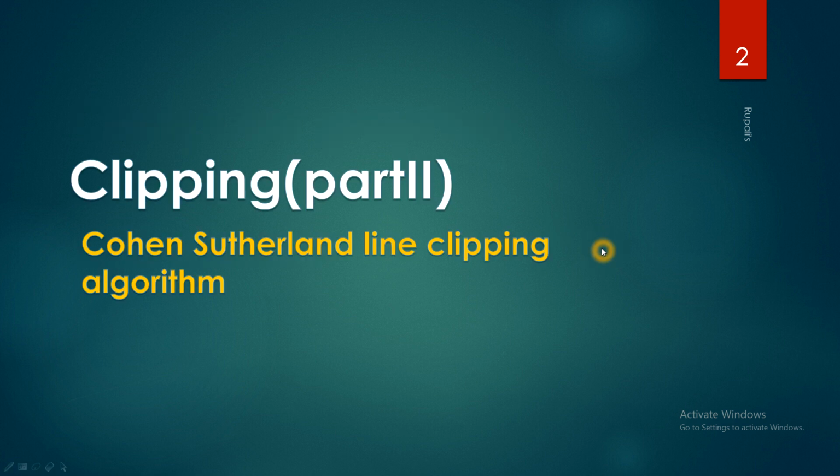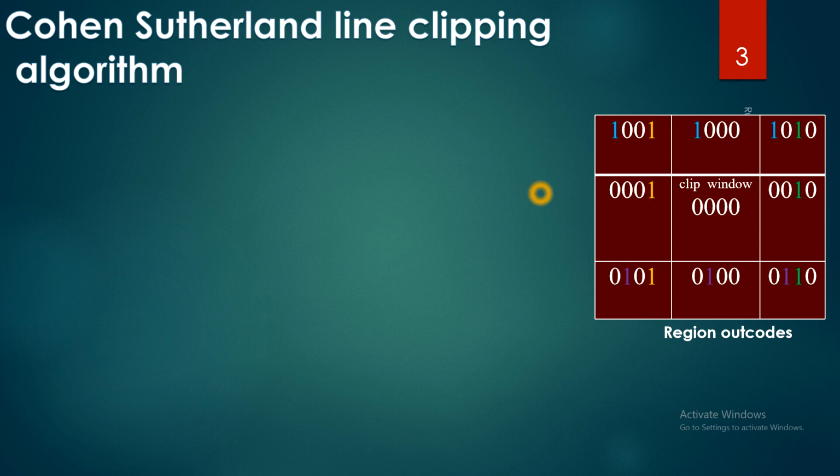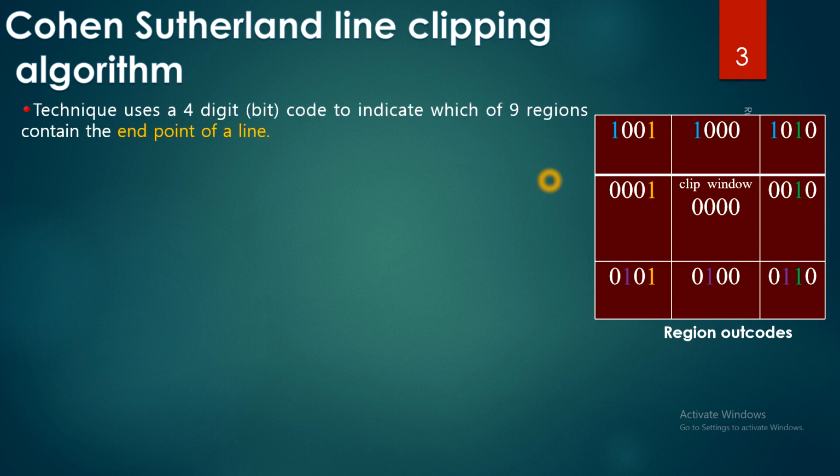We will learn one of the important line clipping algorithms, the most popular line clipping algorithm, the Cohen-Sutherland line clipping algorithm. In the Cohen-Sutherland algorithm, the technique uses a 4-digit bit code to indicate which of 9 regions contains the endpoint of a line. So it uses a 4-digit bit code.